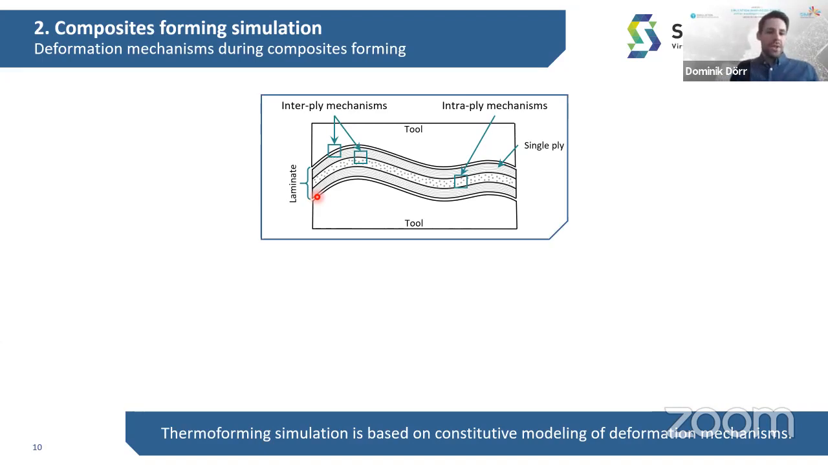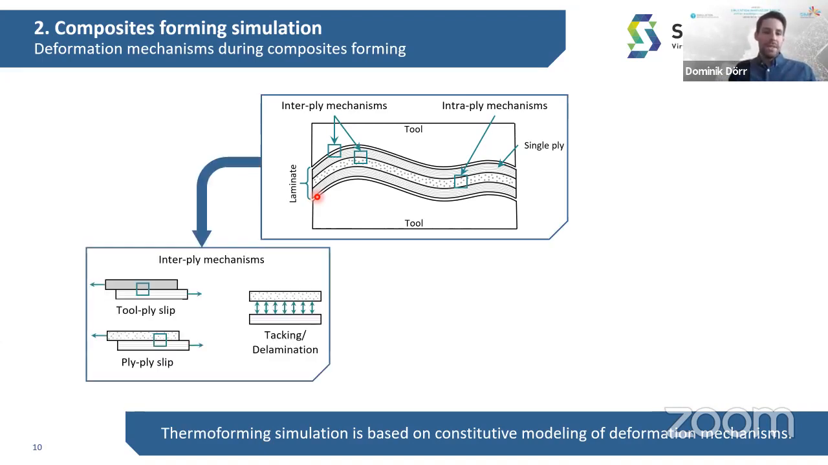If we have a closer look into what this means, for interply mechanisms we can see that there is a tool-ply slip, which is the frictional behavior between the tool and the laminate, as well as a ply slip, which is the frictional behavior between the single plies of our stacked laminate. Frictional behavior is in tangential direction. In normal direction for the ply interaction, we also have tacking or a delamination if the plies are going to separate.